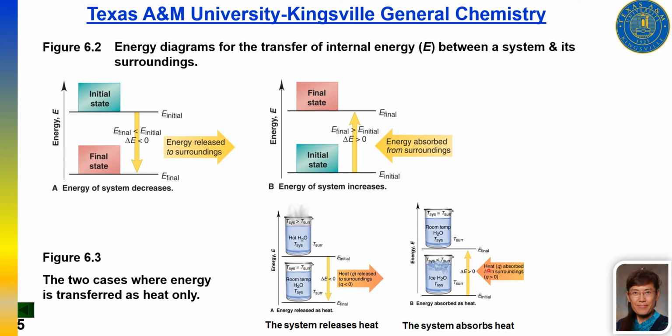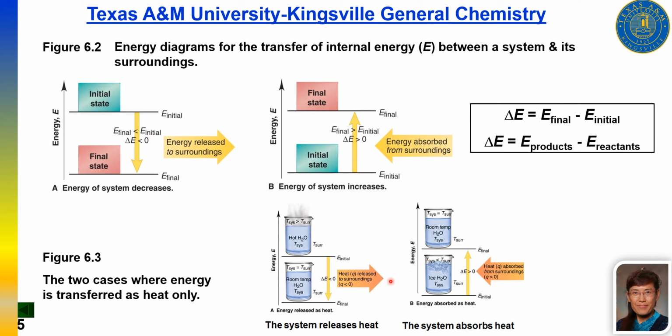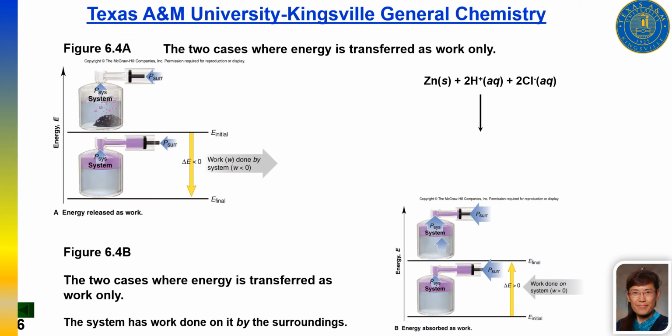Essentially showed you similar ideas about the energy transferred as heat, particularly. And then we also want to mention one more time, your delta E, the internal energy change, equals the E final minus E initial. If you have a chemical reaction, delta E equals the E products minus E reactants. That's how you are going to determine the energy changes.